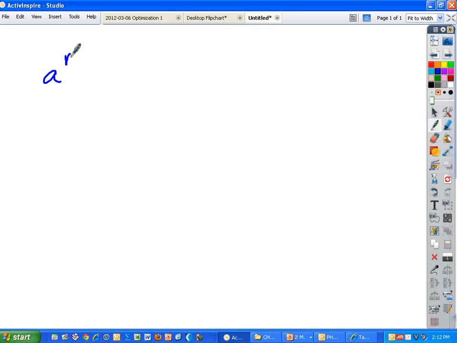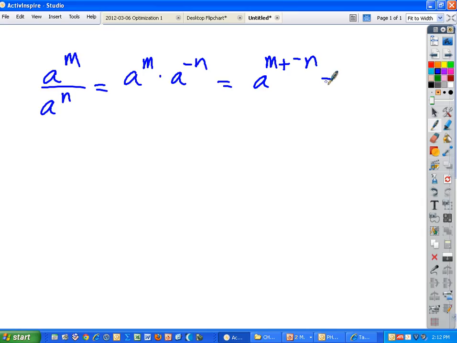A to the m over a to the n. Now, a positive exponent on the bottom, we said, corresponds to what on the top? Negative. So isn't this the same thing as a to the m times a to the negative n? And then if I multiply like bases, I add the exponents. Well, those are like bases being multiplied, so that should equal a to the m plus negative n, which is the same thing as a to the m minus n. Right? Okay, so that's an easy way to get that result.